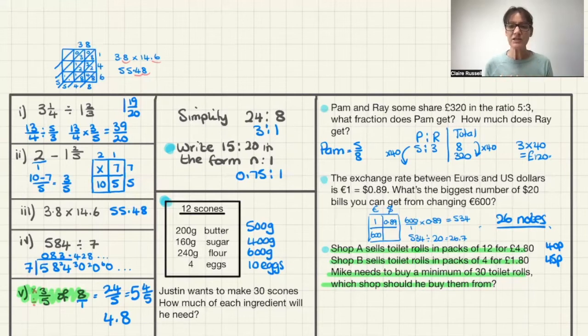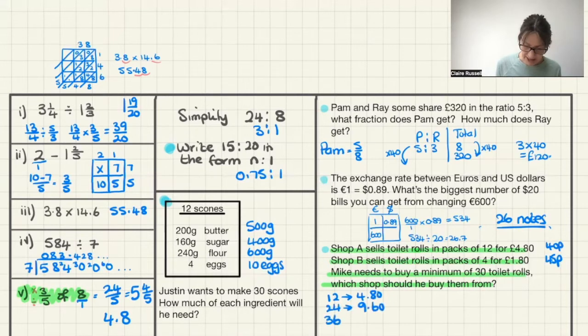So when you get into these wordy problems, yes, the maths is really, really important, but you've got to interpret your maths. You've got to interpret your results that you get. And I'll show you what I mean by that. So if I'm thinking about shop A and I'm thinking about getting 30 toilet rolls from them, one of the ways that I could do it is I could go, okay, 12 rolls are going to cost me £4.80. If I buy another pack, that's going to give me 24 rolls and will cost a total of £9.60. I'm going to need another pack. Otherwise, I haven't got the 30 that I need. And that comes out at £14.40.